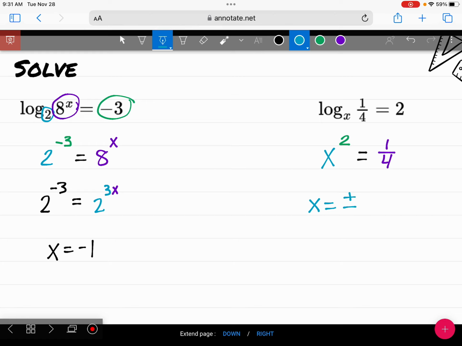Plus or minus the square root of 1/4. What is the square root of 1/4? 1/2. Square root of 1 over square root of 4. 1 over 2.